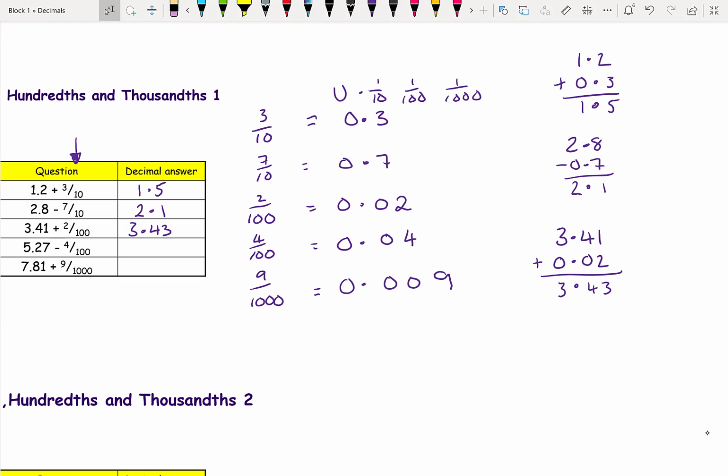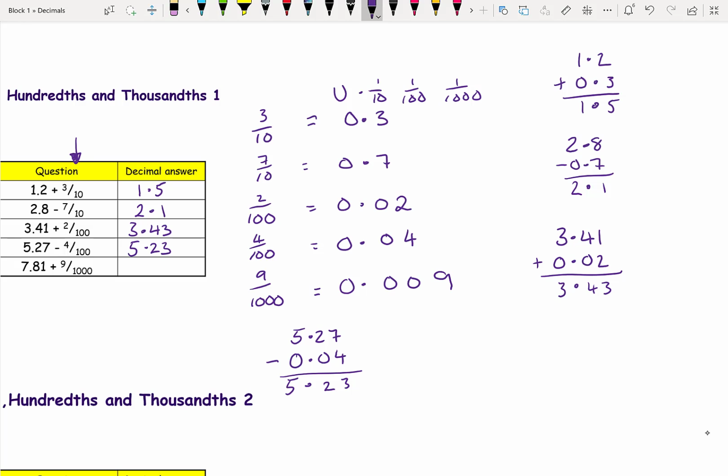Next one we've got is, let's do it along here just out the way of it, so we've got 5.27 minus 0.04, so minus 4 hundredths. So once again, I'm remembering, I'm keeping my decimal points in the line. 7 minus 4 is 3. 2 minus 0 is 2. 5 minus 0 is 5. My answer there, 5.23.